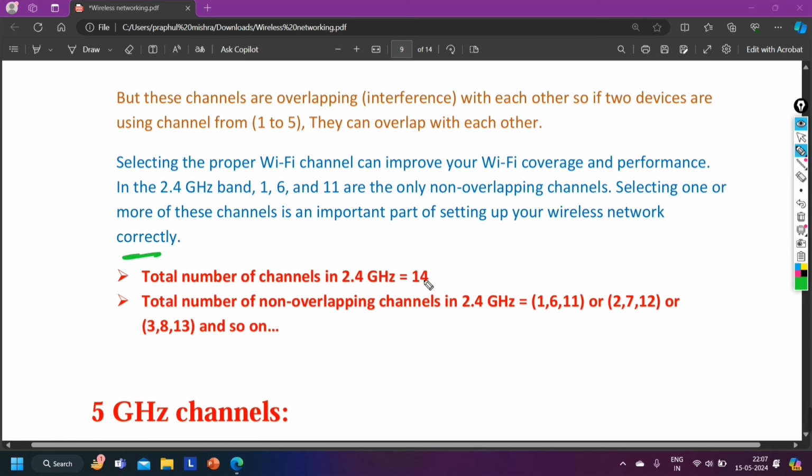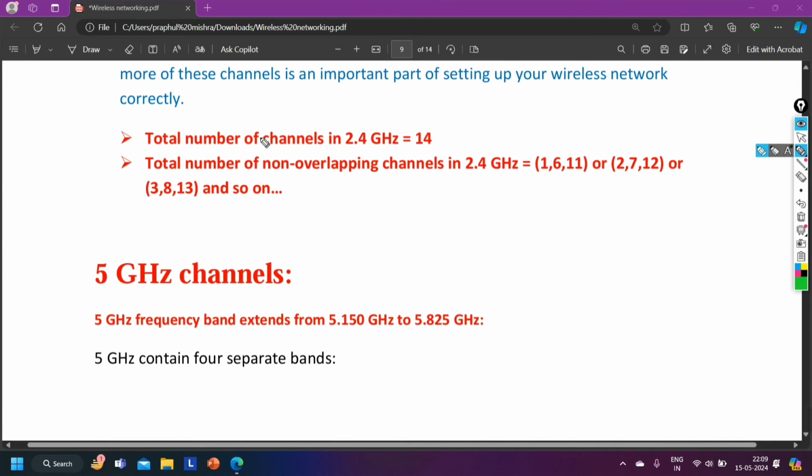Total number of channels in 2.4 GHz is 14. If someone asks you how many channels are there in 2.4 GHz, guys, 14 channels are there. Total number of non-overlapping channels in 2.4 GHz: 1, 6, 11, 2, 7, 12, or 3, 8, 13, and so on. Like this, you can find the non-overlapping channels.